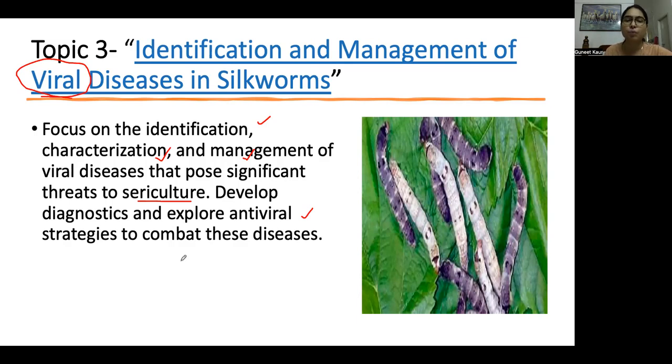Okay, so what is the third topic? That is the identification and management of viral diseases in silkworms. Identify and then manage. You can give the strategies, antiviral strategies, to combat these diseases. Okay, so this is topic number 3.